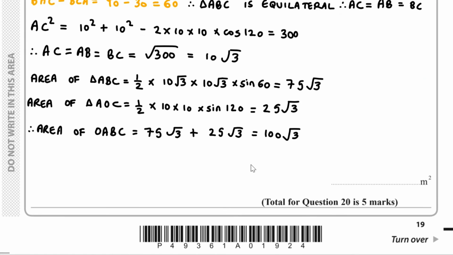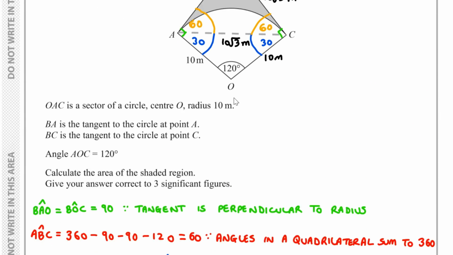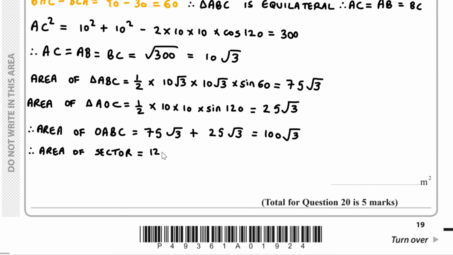Now let's find out the area of the sector. So therefore the area of the sector, we've got a proportion of a full circle, so we've got 120 over 360 times pi times 10 squared. So it turns out here we get 100 pi over 3. And don't forget the units. We've got meters squared. Okay? And of course here we've got meters.